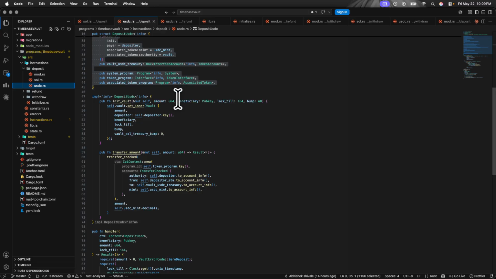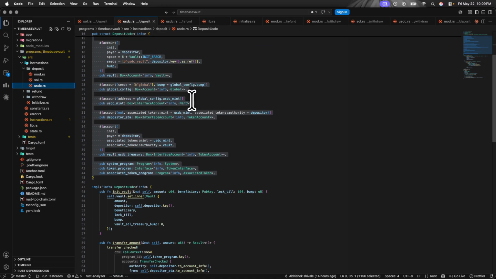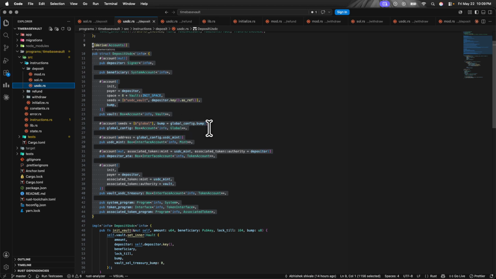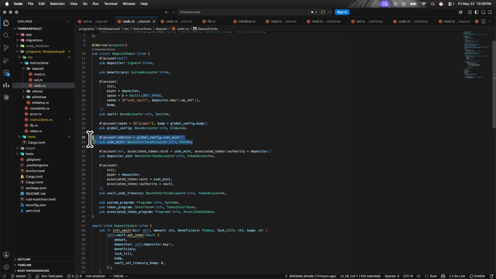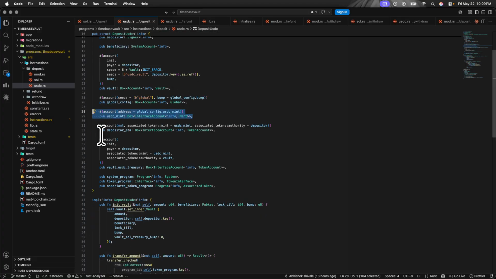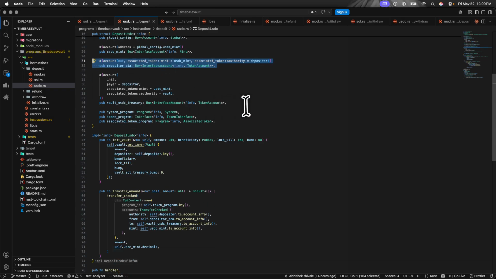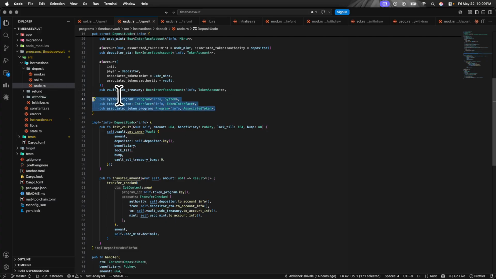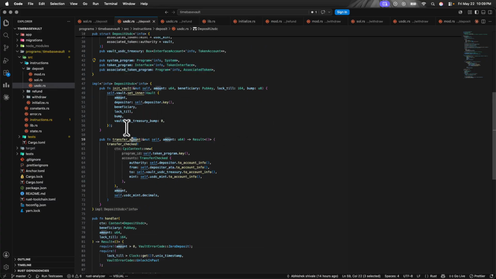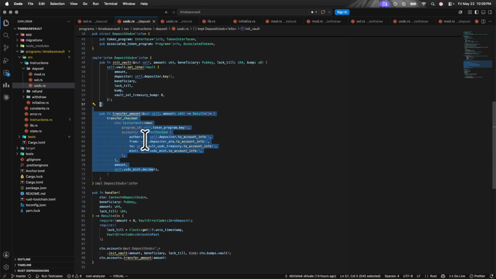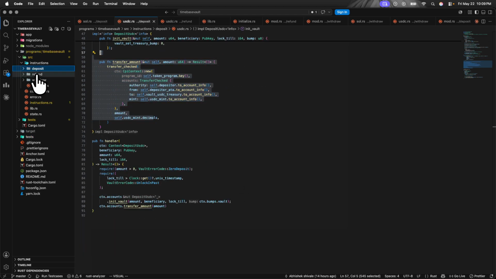And similarly, we will have it in the deposit, but here we will have the global config because we have the USDC mint account same as the global one, and the depositor ATA because we have to deduct the balance from this account to the vault USDC treasury, and some token programs. These are some programs. And this is also pretty straightforward. We are just initializing it and transferring the amount. Basically, this is for the deposit.